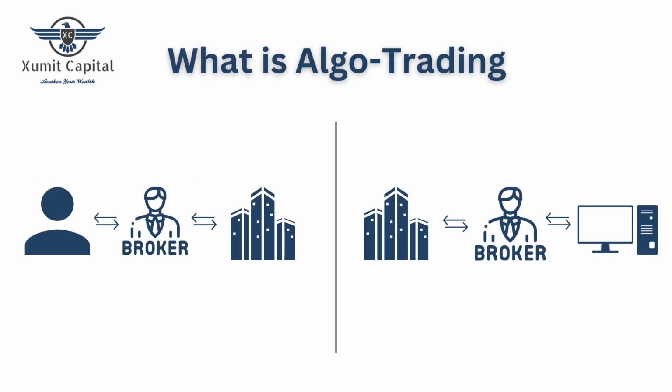So what is algo trading? In normal trading, one particular person trades in the real market with his or her instinct, logic, or some kind of system. And in algo trading, just replace this particular human with one particular computer algorithm, which will trade in the real market. So yeah, in simple terms, this is algo trading.